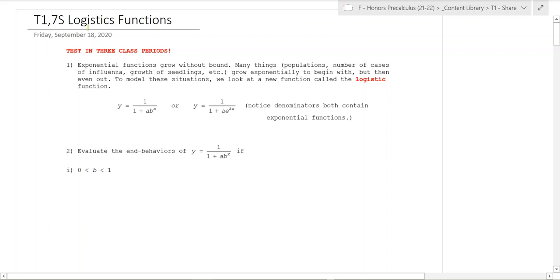Today we're going to talk about logistic functions, and yes, your test is going to be in about 3 class periods. It's already in Veracross.